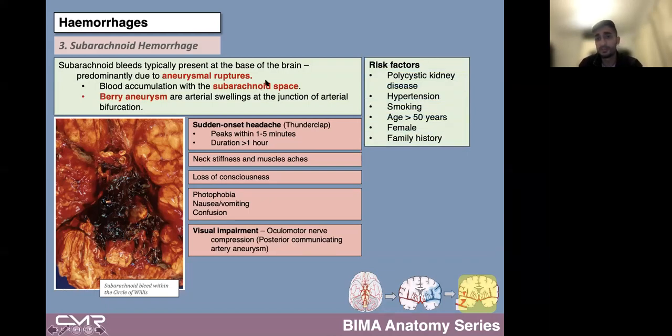So a major risk factor for subarachnoid hemorrhage is polycystic kidney disease. Patients with polycystic kidney disease usually have subarachnoid hemorrhages, and there's a strong corresponding link between that. Hypertension is another large risk factor. Smoking, age of more than 50 years, being female, and also a positive family history of previous subarachnoid hemorrhages as well. Usually they're first degree relatives; if it's second or third degree, then the likelihood of having a subarachnoid hemorrhage is quite slim.